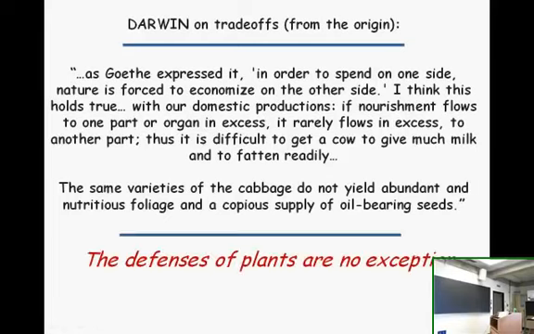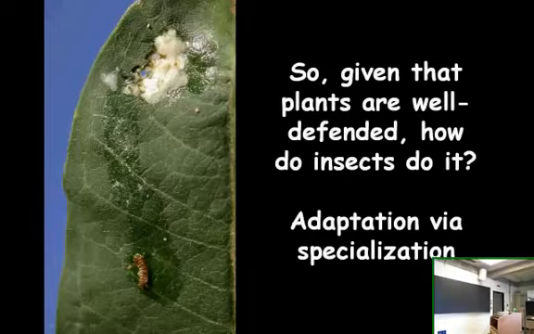Trade-offs are central to most adaptive arguments. I'll argue that the defenses of plants are no exception, and I'll try to unravel for you some of the trade-offs that are occurring in the expression of defenses in the plants that I'm going to study. So given that plants are well defended, how do insects do it? And one of the clear answers is adaptation and specialization.